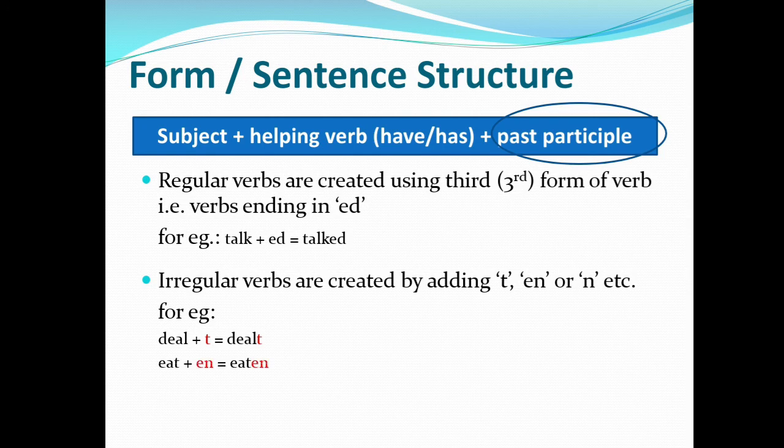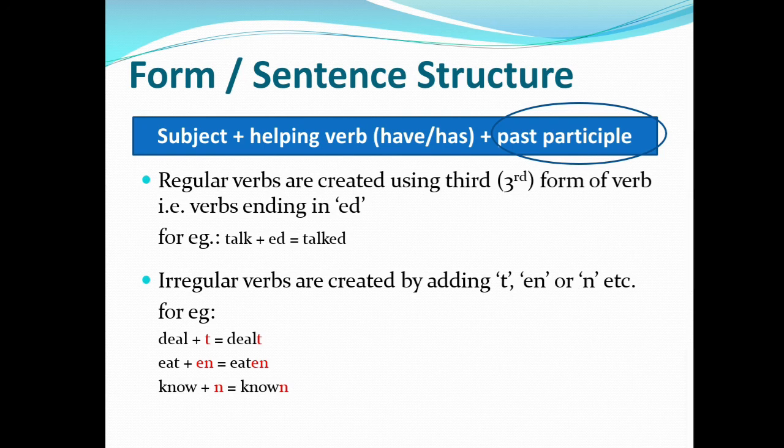Eat plus en is equal to eaten, E-A-T-E-N. Okay. Then K-N-O-W, know, plus n, known, K-N-O-W-N. So these three and many others are irregular verbs, and they have a different letter to add to them to make the past participle. There are many irregular verbs, with many other letters you need to add.